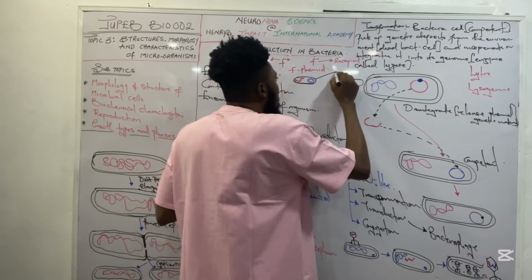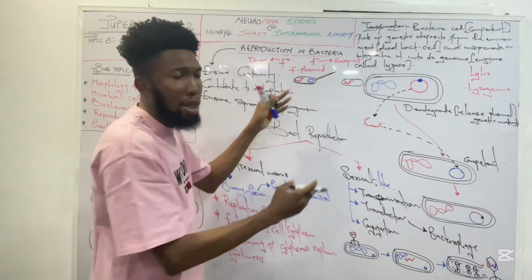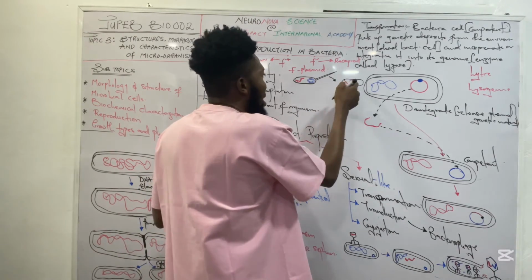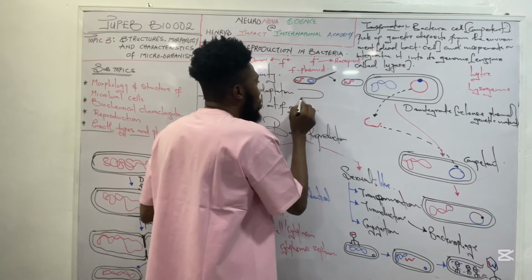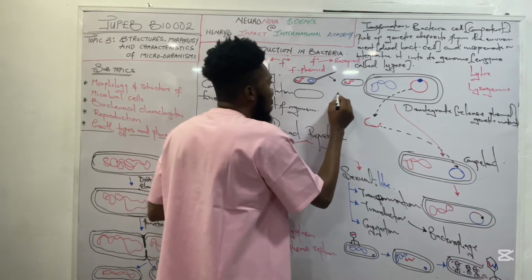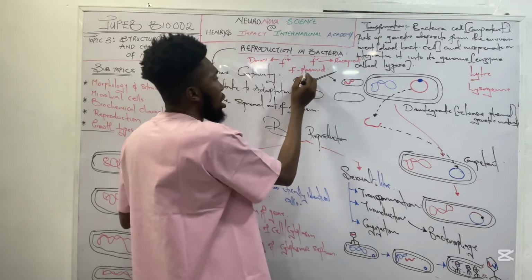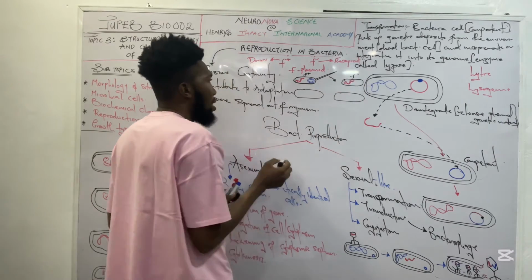So what happens now is that once these two are in position, laying side by side, this sex pili will be closing up so that it can attach to this second bacteria. So you'll be having something like this now. This bacteria is here, this bacteria is here. This bacteria that has this F plasmid is now called the F positive bacteria. This one here is the F negative bacteria, ready to receive.